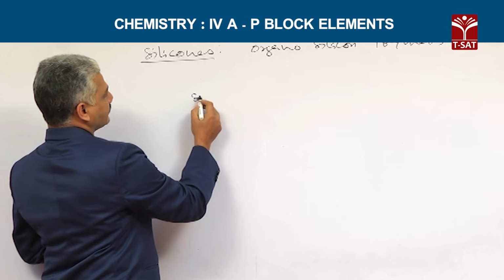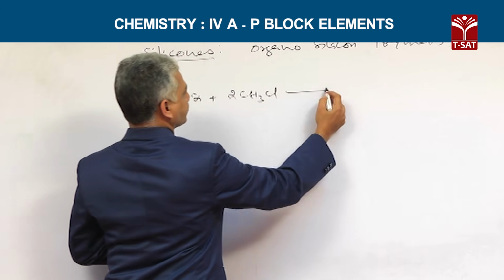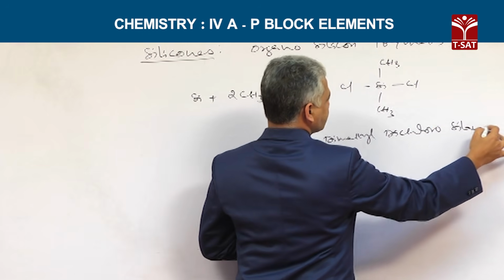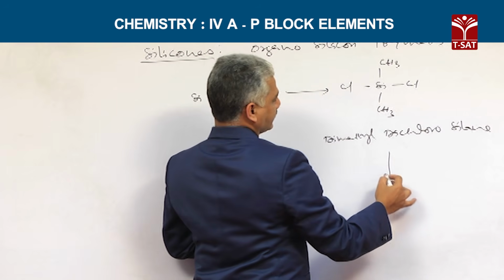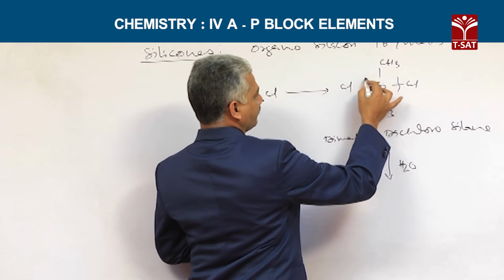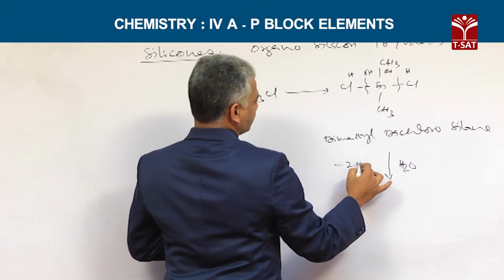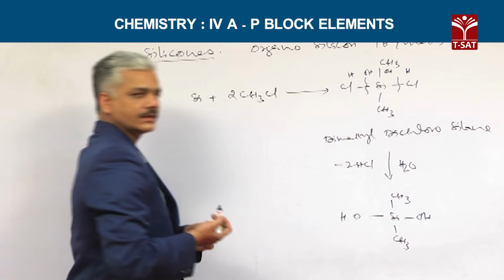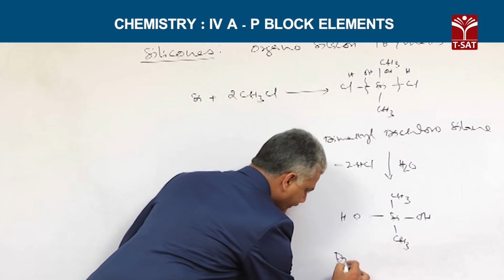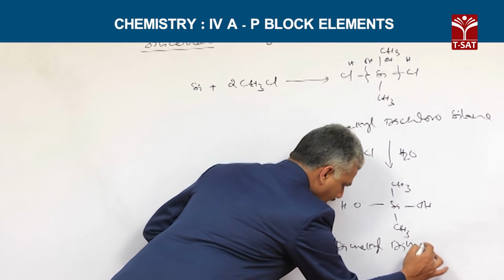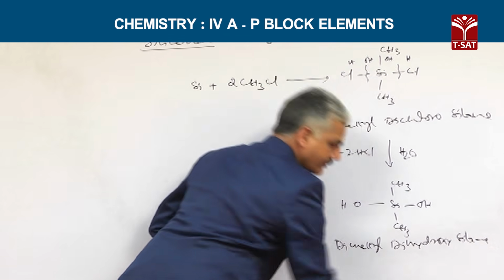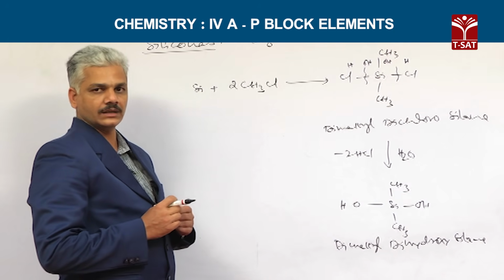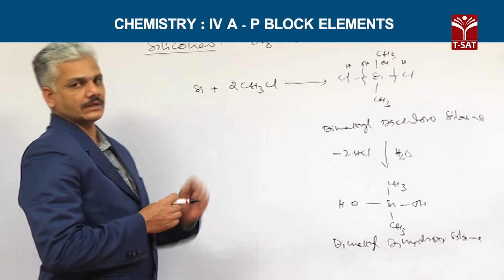For example, if silicon is heated with methyl chloride, first we get dimethyl dichlorosilane. This, when subjected to hydrolysis, these bonds will break down like this, and with the elimination of HCl molecules, we get this compound, which is known as dimethyl dihydroxysilane. This dimethyl dihydroxysilane, or generally speaking dialkyl dihydroxysilane, is the monomer of this polymer silicone.